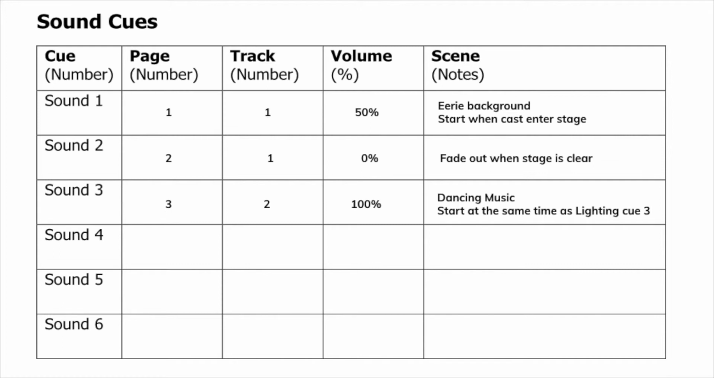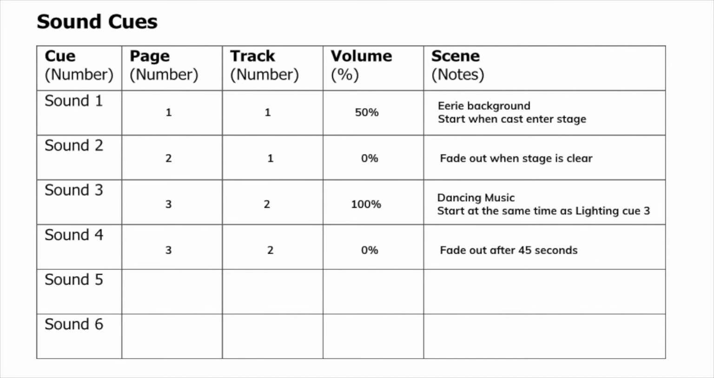To ensure the technician knows when to turn this off, we move on to sound cue number 4, which takes place again on page number 3. It relates to track number 2. Because this is the end of the track, we have set the volume level to 0%, and we have asked that this is faded out after 45 seconds.